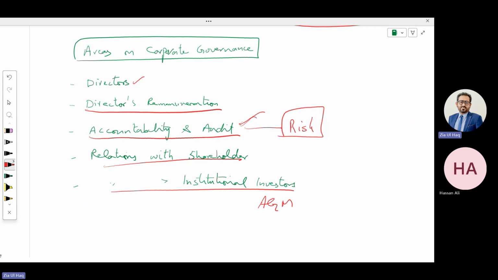What does it mean by institutional investors? Institutional investors, foreign investors, banks. What is the difference between shareholders and institutional investors? Shareholders purchase the shares from the stock exchange. Both are investors of the company. Both buy company shares. But shareholders are individuals. Institutional investors are other organizations who buy different company shares from an investment point of view.